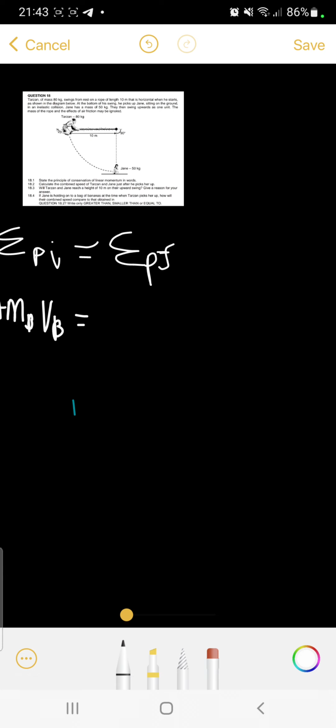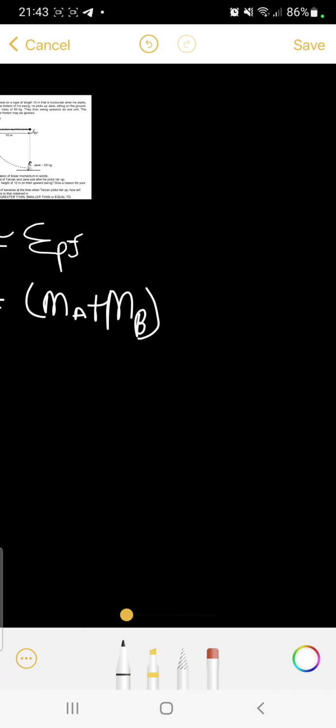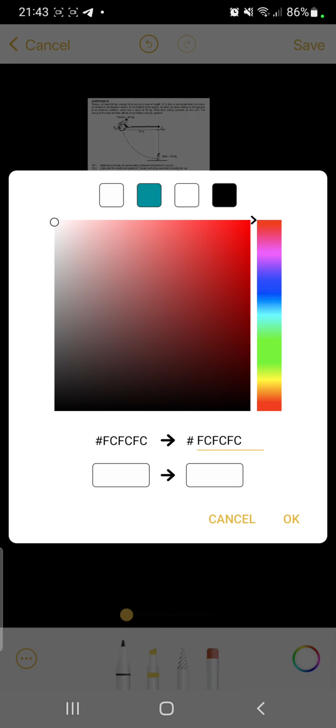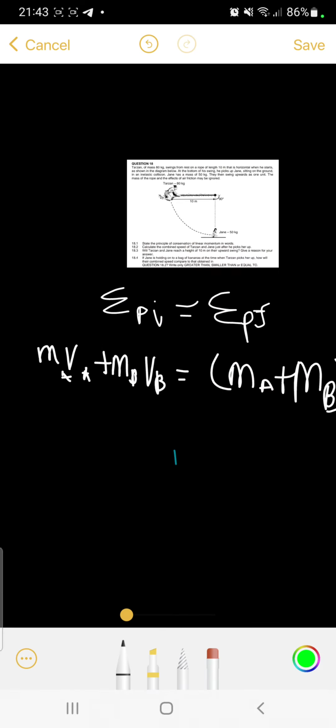So on our final side, we're going to have the sum of those masses, MA plus MB, because now they are one. Tarzan is picking her up, so they act as one system. And then our final velocity, that's what we don't know. So let's look at the things that we know. The things that we know, we're going to underline them with green. Is that okay? All right.